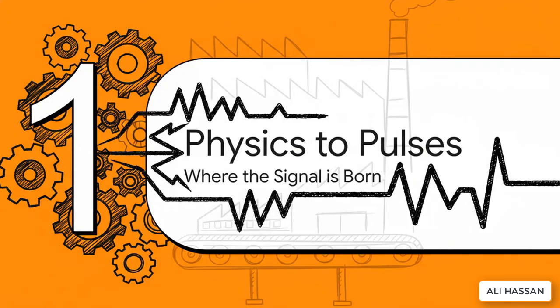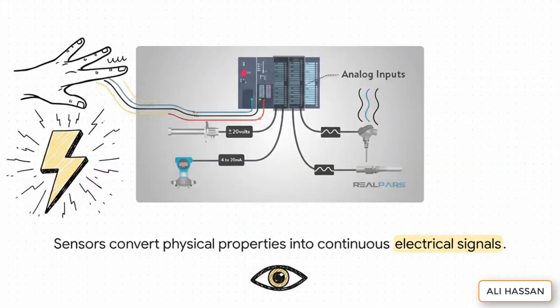Okay, so our journey begins where it all starts, out on the factory floor, in the physical world. This is the exact point where our signal is born. It all kicks off with a sensor. Now, you can think of sensors as the machine's senses. Just like your fingers feel heat, these little devices measure physical things like temperature or pressure. And then they do something truly remarkable.